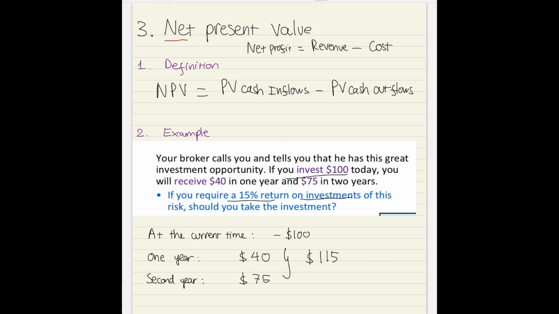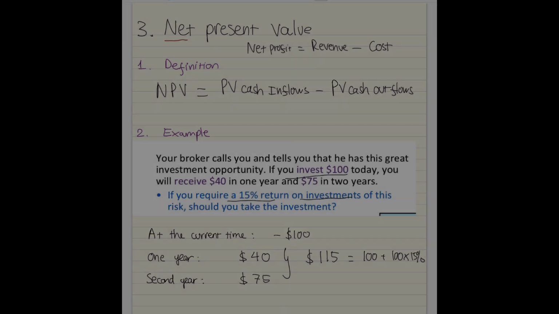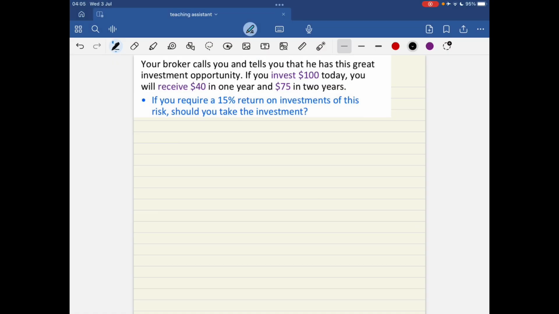Well, in this case, most people will say, oh, of course I will, because I require 15% on the investment, and 115 is actually equal to 100 plus 100 times 15%. But actually, it's not that easy, because you really need to apply the formula to understand whether you should take the investment or not. So here, let me explain it to you guys. The reason why people make mistakes is because they forget to calculate the net present value.